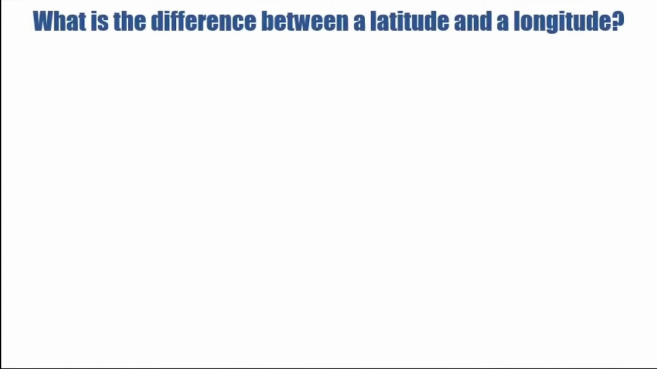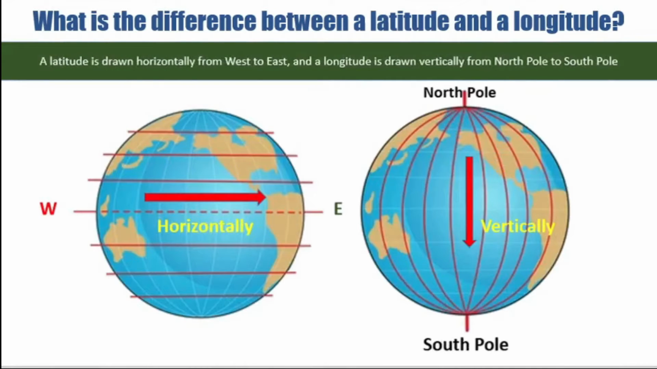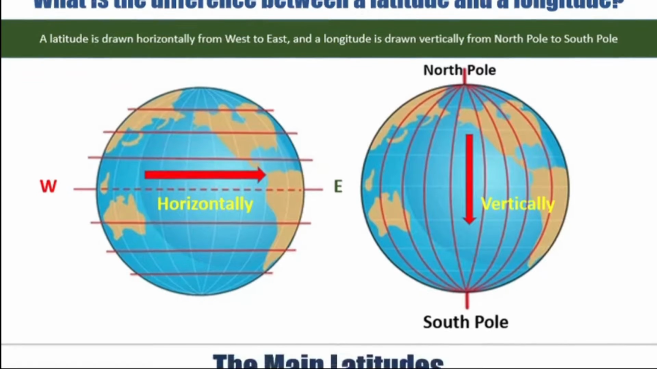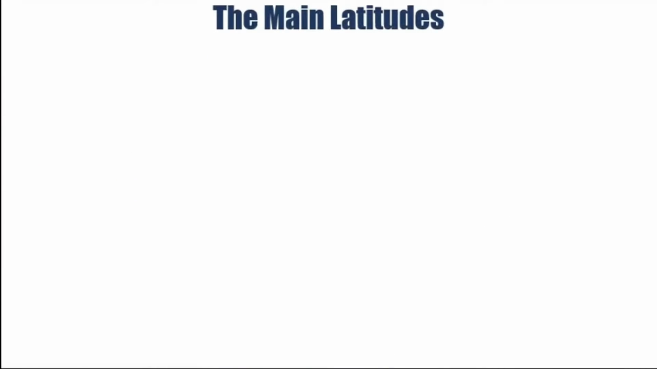Now you can tell me what the difference between a latitude and longitude is. A latitude is drawn horizontally from west to east, and a longitude is drawn vertically from North Pole to South Pole. It's time to look at what the main latitudes are.